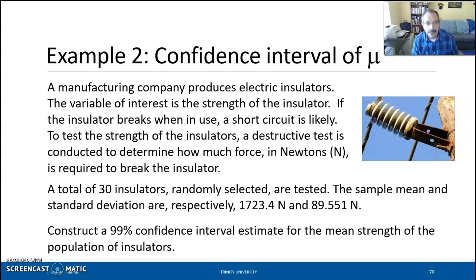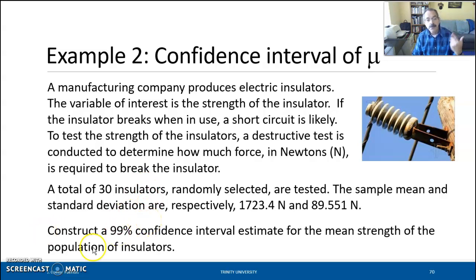Let's look at another example. In this case, a manufacturing company produces electric insulators. I put a picture of those things here. A key characteristic is its strength. If these insulators break, the two electrical cables come together and there is a short circuit. So this is a key characteristic.